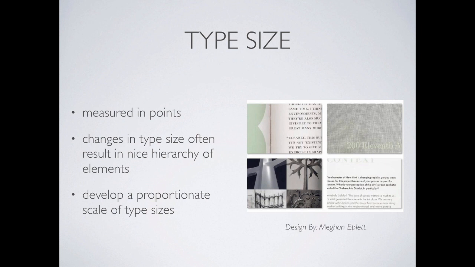You want to develop a proportionate scale of sizes and stick to it. So let's say our heading is 14 point. We have a subheading at 12, and our body is 10. Right? There's a proportionate set of sizes there. We're using those sizes throughout the document as a whole.